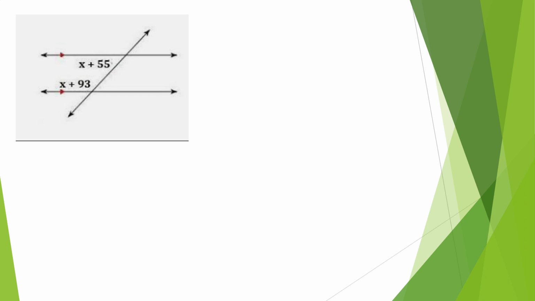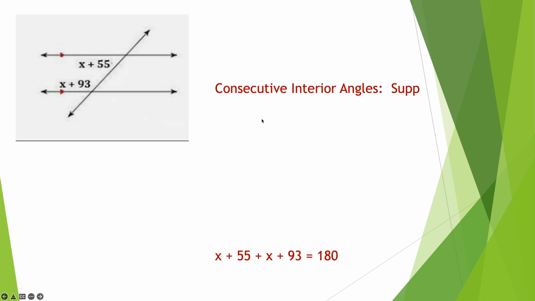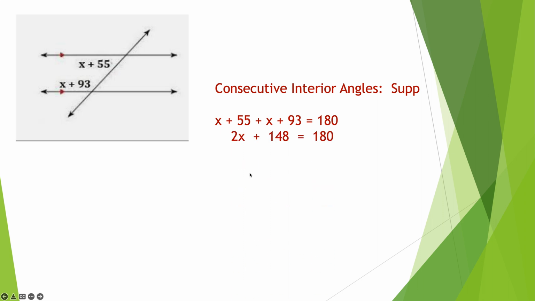Okay, assuming you did stop and start as you should. These are consecutive interior. They're just on the other side of where I had the diamonds, but they're still consecutive and they're still interior. Or you could have noticed that they had one obtuse and one acute. So you know they're supplementary. They add up to 180. Same side, same operation. Let's combine those like terms. 2x plus 148, because 55 and 93 is 148, equals 180. Subtracting the 148, 2x is 32. Dividing by 2, and I get x is equal to 16.